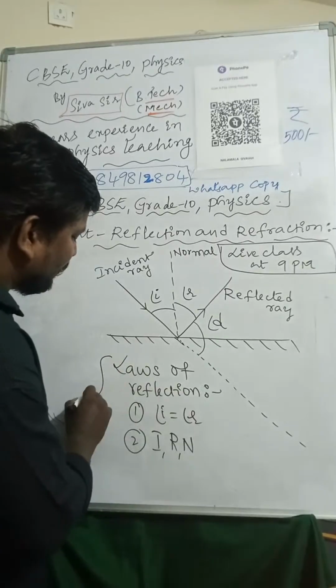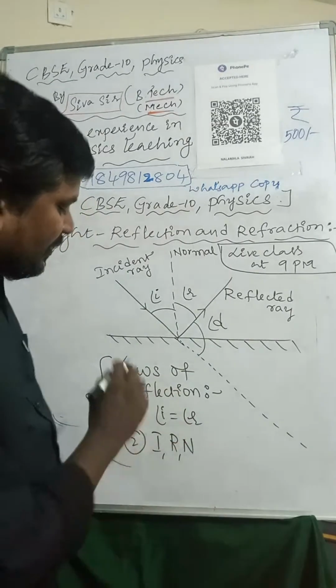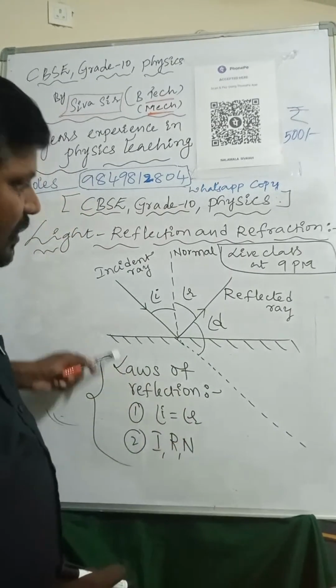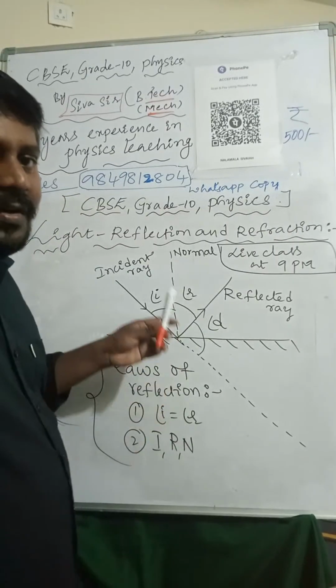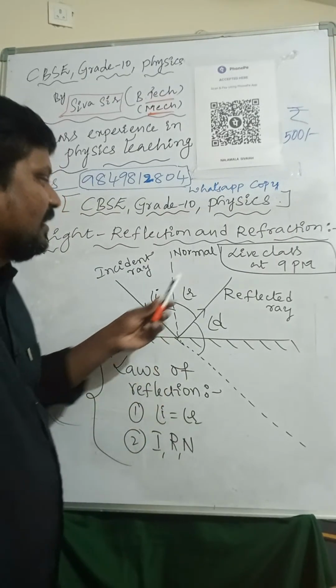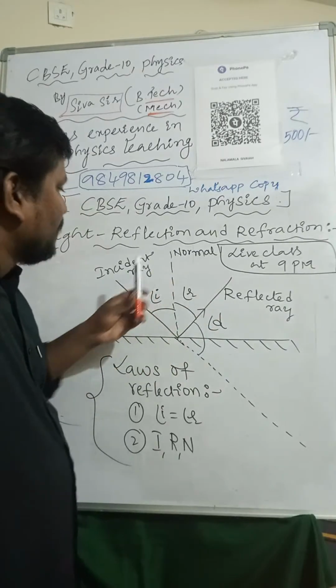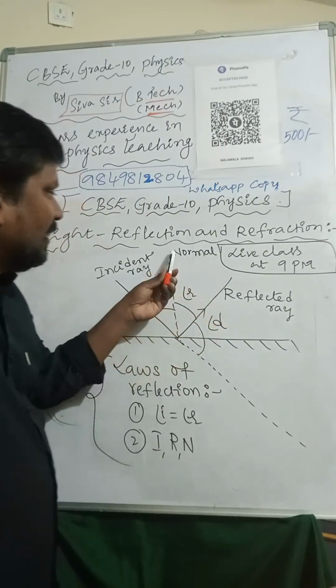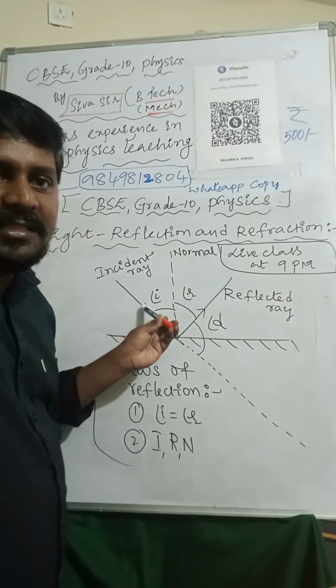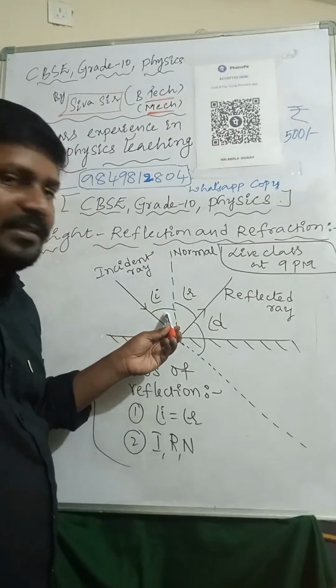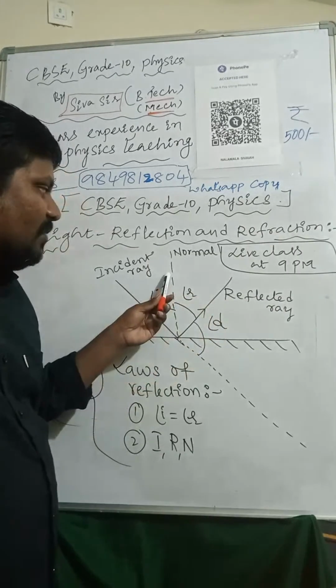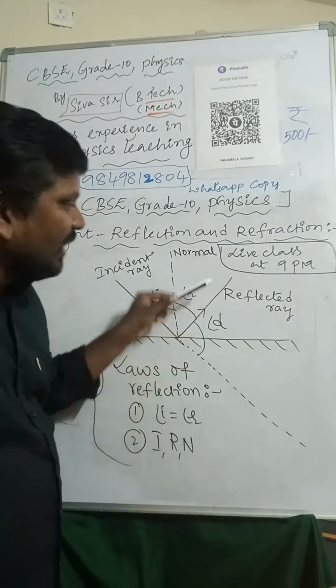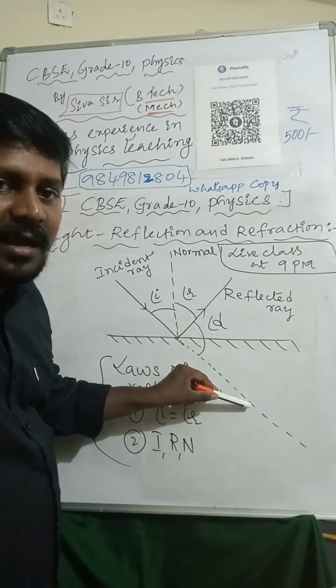Very important, so make a note of it. Here this is the incident ray, reflected ray, and normal line. The angle between the incident ray and normal line is the angle of incidence. The angle between the reflected ray and normal line is the angle of reflection.